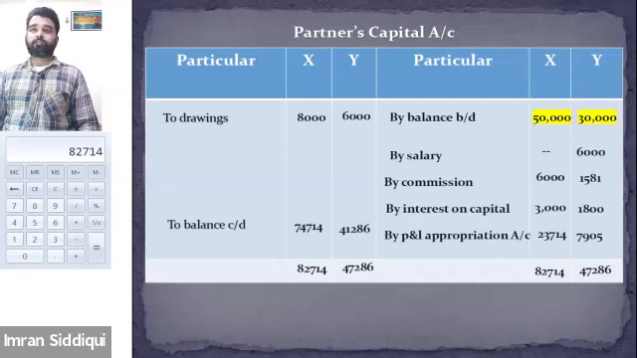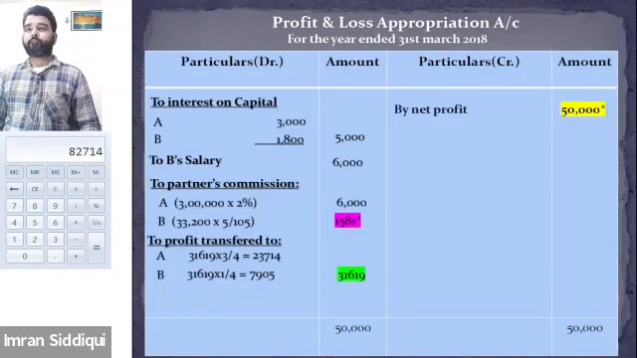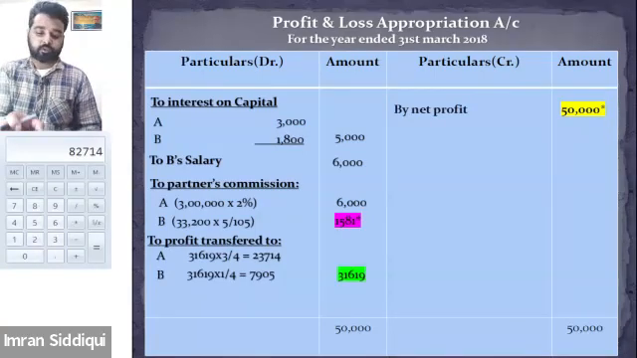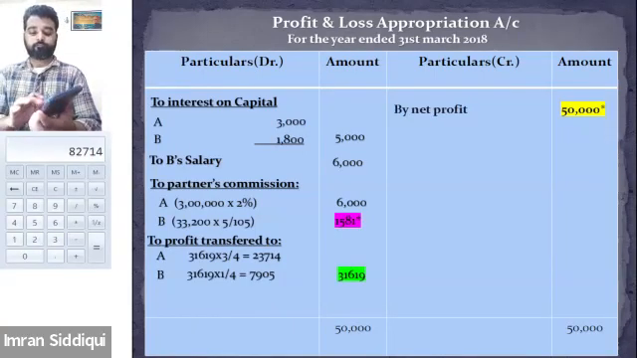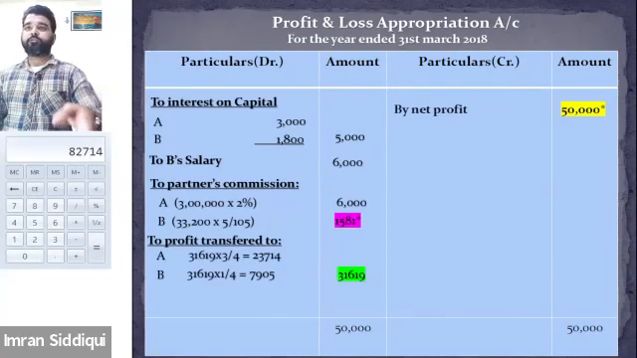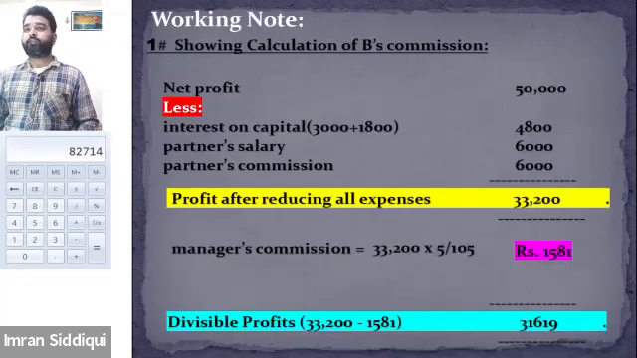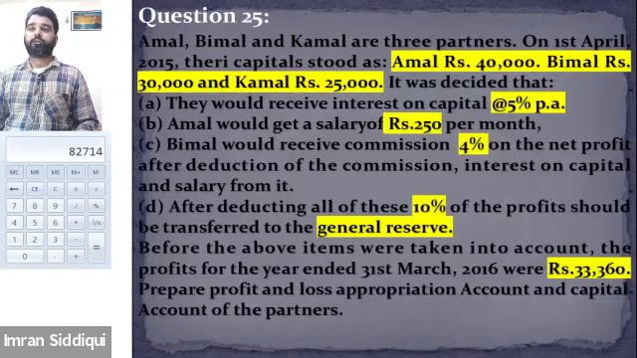So the question is a little lengthy, but I don't think it is very difficult. The only thing is that we need to prepare the partners' capital account, and in the partners' capital account, most of the items are getting transferred from the P&L appropriation account itself. So the only task will be the preparation of the profit and loss appropriation account. I hope this question is clear to all of you. I'm moving to the next slide and showing you the next question.